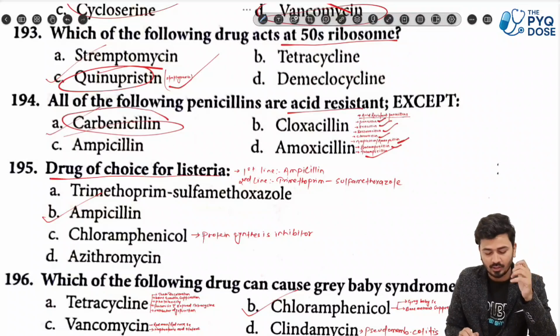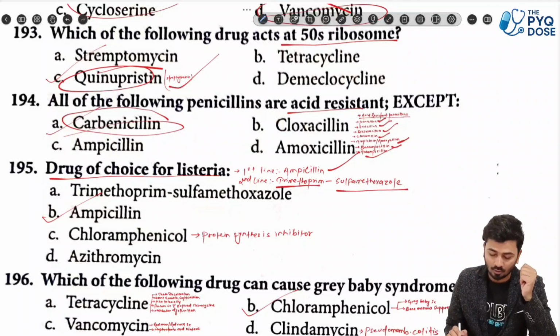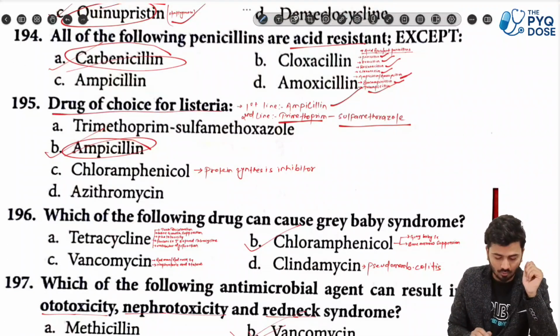Drug of choice for listeria. Drug of choice for listeria will be generally first line ampicillin and second line drugs will be generally trimethoprim sulfamethoxazole. Okay, so ampicillin is here. First line is in the option, so we'll go with this.